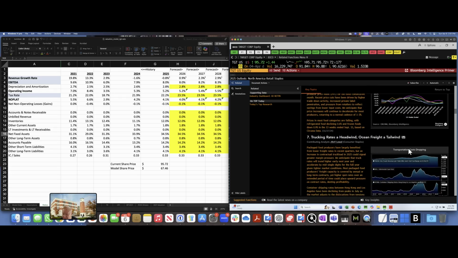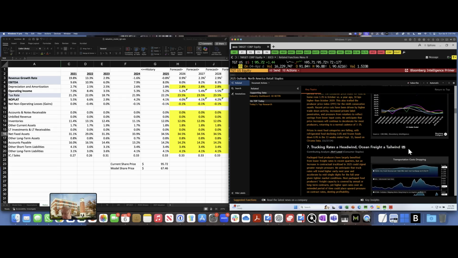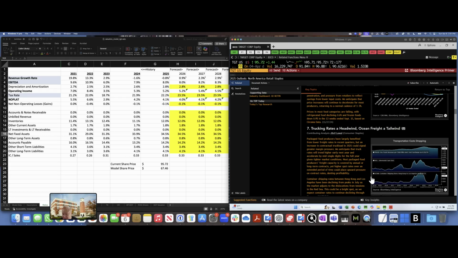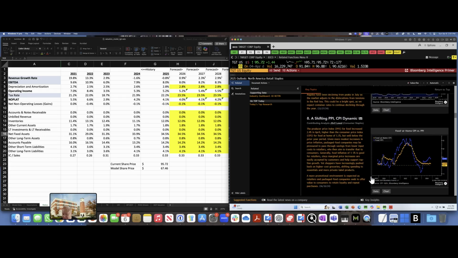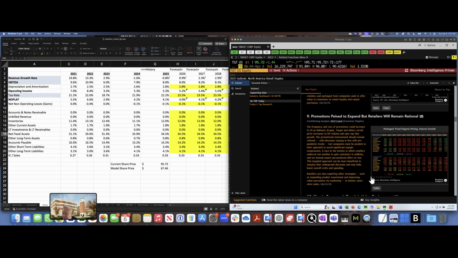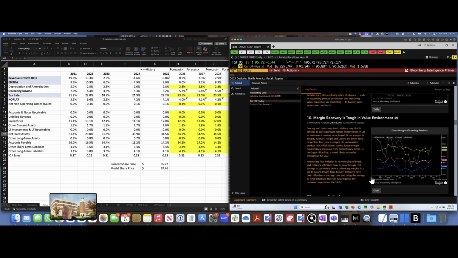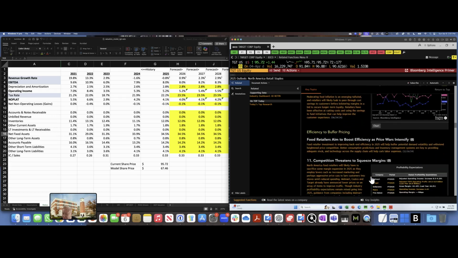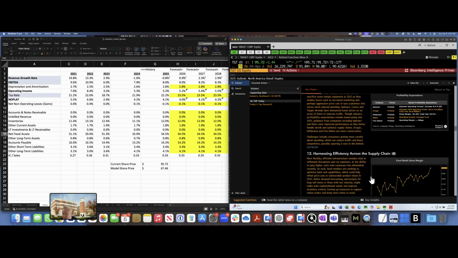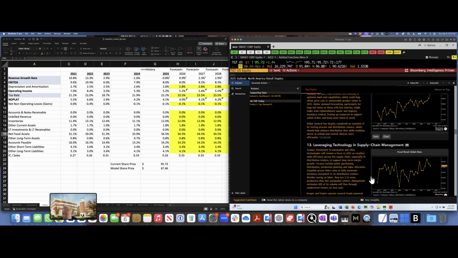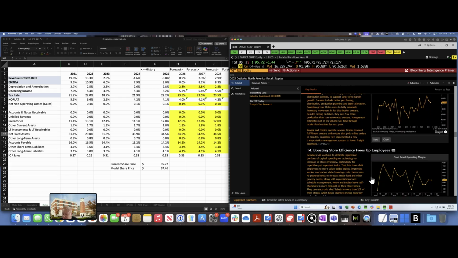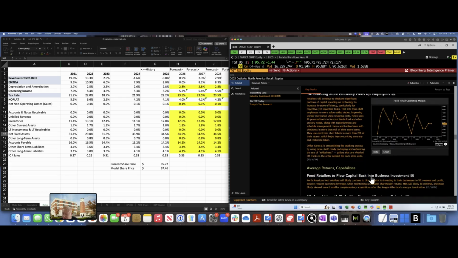And inflation, which had been cooling, had been benefiting them in terms of prices and margins. But again, that could be a challenge with tariffs. And freight has obviously always been a headwind in this industry. Right? Don't want to get into price wars. Competition is always an issue. Leveraging technology in the supply chain.